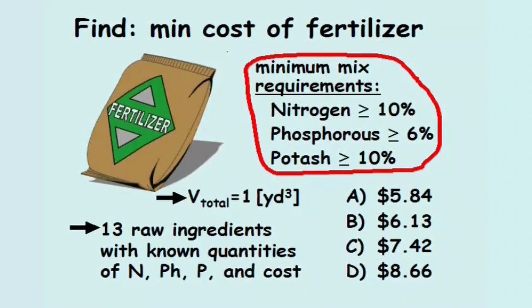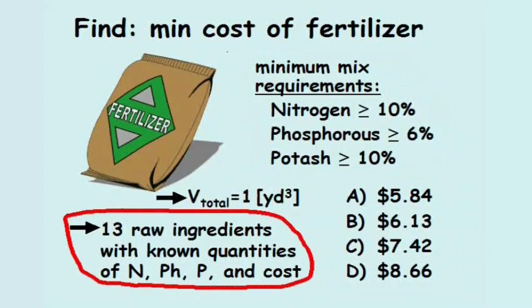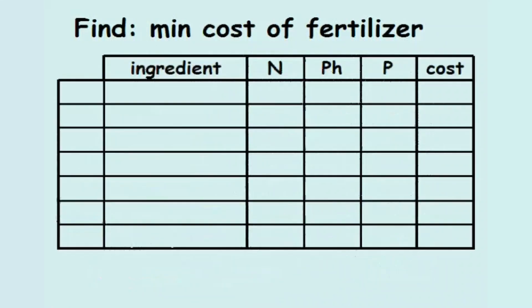There are a total of 13 raw ingredients of which the fertilizer mix can be composed. Each ingredient has a known percentage of nitrogen, phosphorus, and potash, and an associated cost per cubic yard.